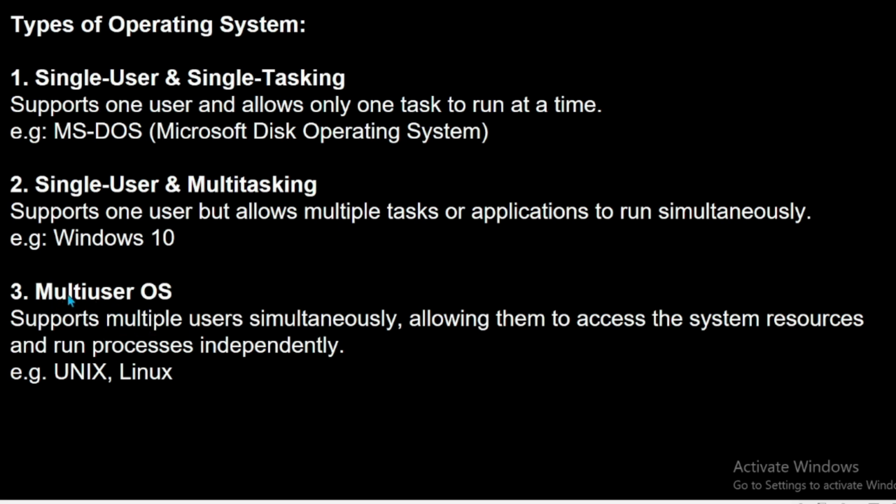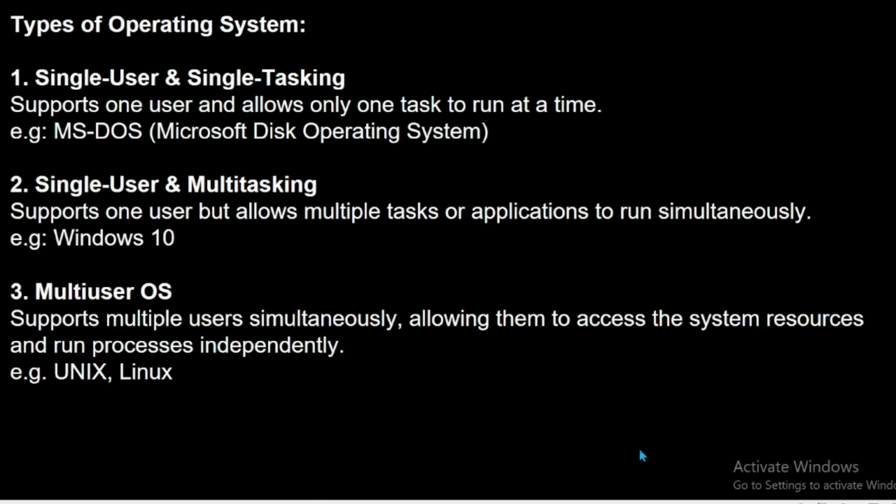The next one is multi-user operating system, which allows multiple users simultaneously to perform multiple tasks. Example is UNIX or Linux. Because of this reason, basically Linux or Unix is so popular because it increases the efficiency of the system as multiple users can simultaneously work on the system resources.